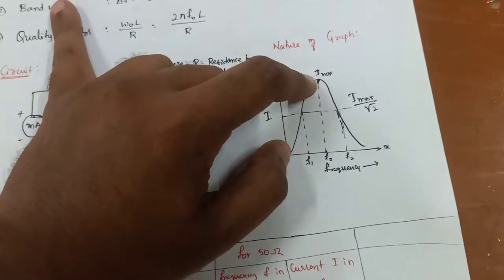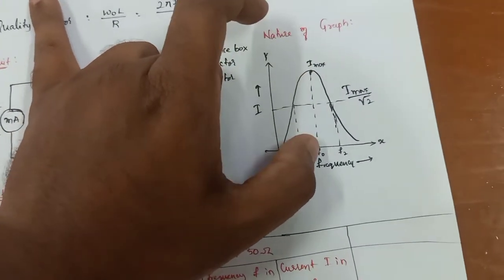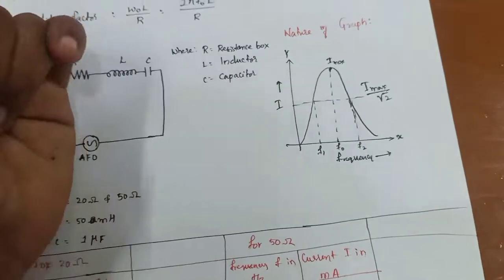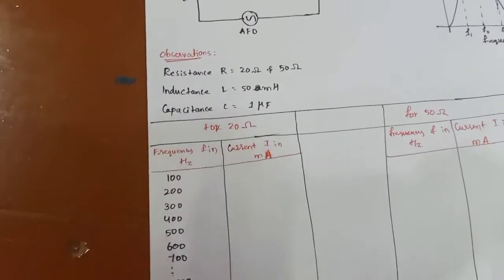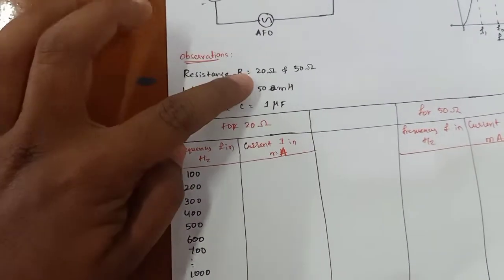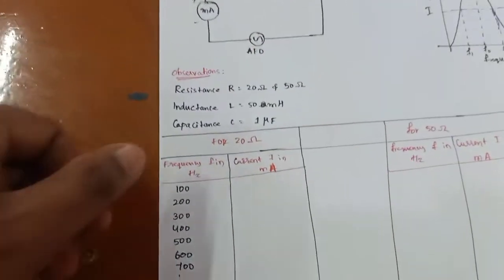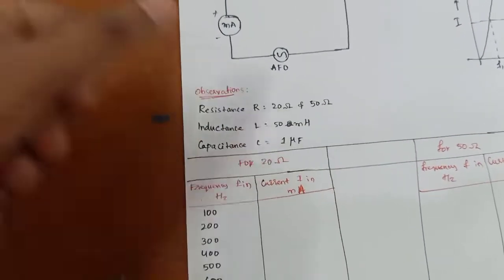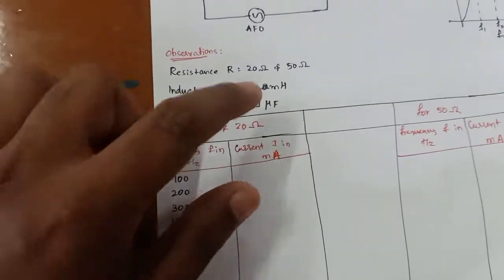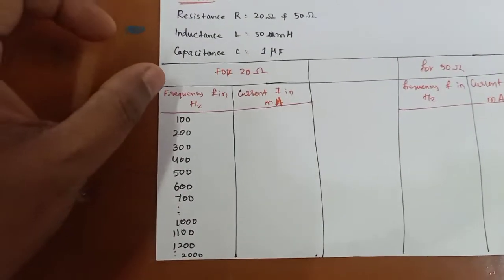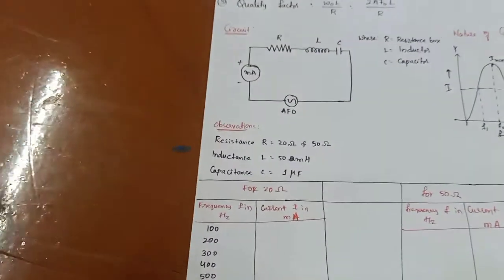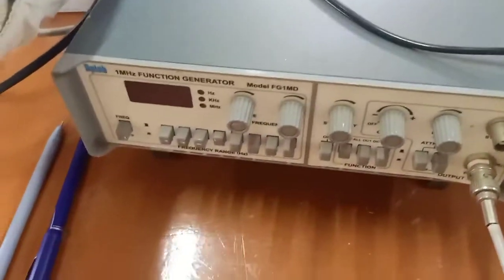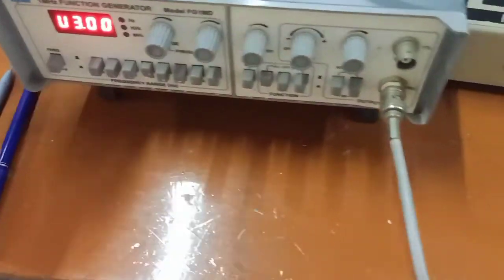For the bandwidth, what I need to do is take the F0 value, this highest value, minus the minimum value, this value or this value. I will get the bandwidth. Then observations: the resistance is 20 ohm and 50 ohm. For the first reading, we are taking the 20 ohm resistance, and the inductor is 50 millihenry, as we already know, and capacitance is equal to 1 microfarad. Then for 20 ohm resistance, first we have to pick up the 20 ohm. Before I start the experiment, I will turn on my experimental setup.